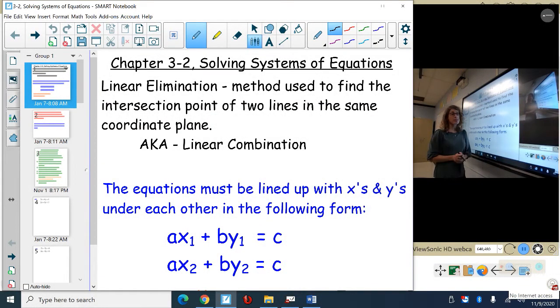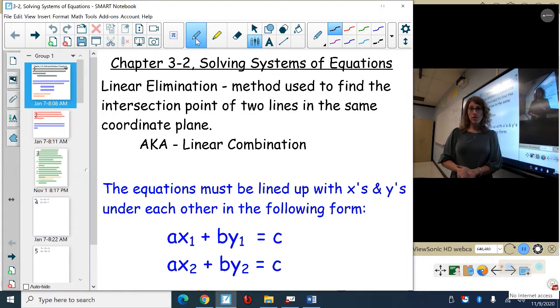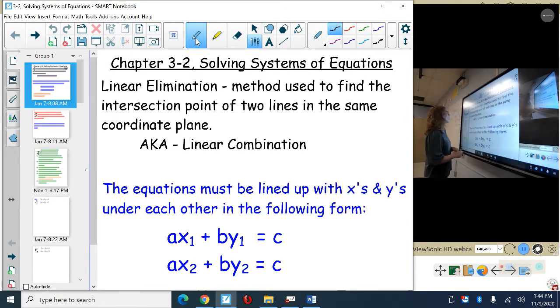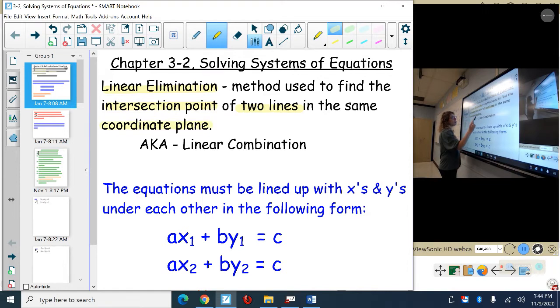The section we're going to be talking about today is section 3.2. In section 3.1, we found the point of intersection using the graphing method. In section 3.2, we're going to find the point of intersection by doing elimination and substitution. So, elimination. It's a method used to find the intersection point of two lines in the same coordinate plane. It's also known as combination.